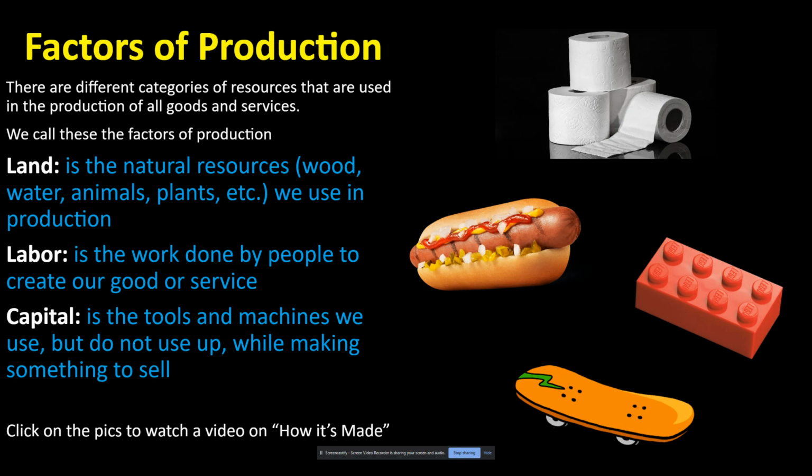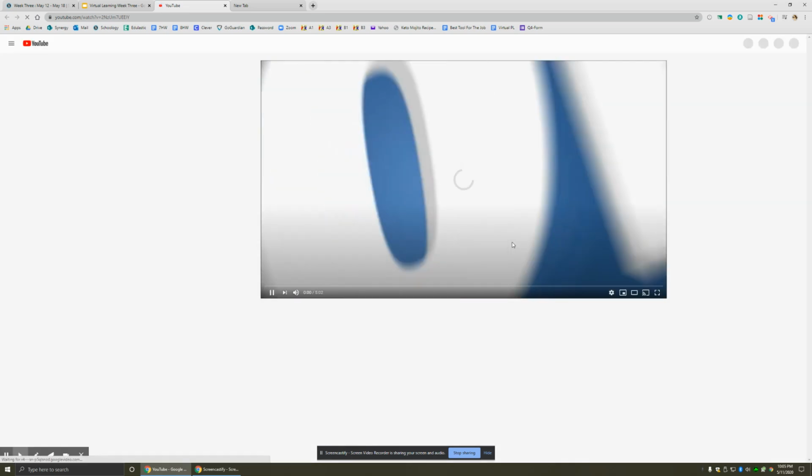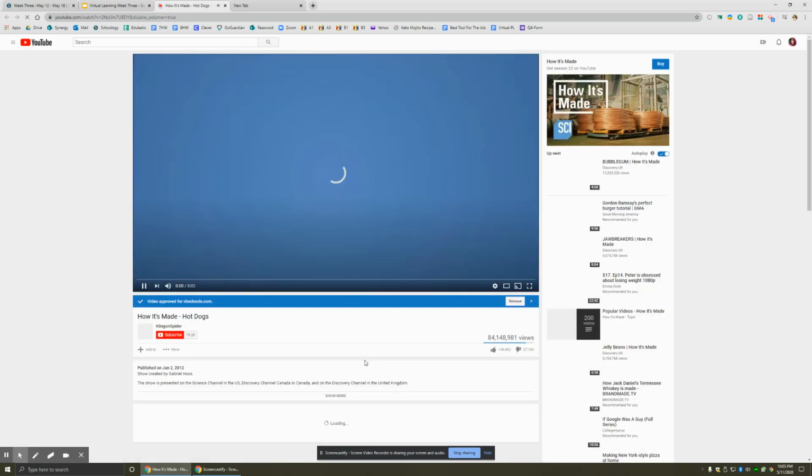It's How It's Made. I went ahead and linked them, and if you click on these pictures, they should all work. Oh, the toilet paper one, it'll work by the time you get there. But it's hot dog, Lego, and skateboard wheels. So if you click on it, it'll take you to the YouTube video of how it's made.